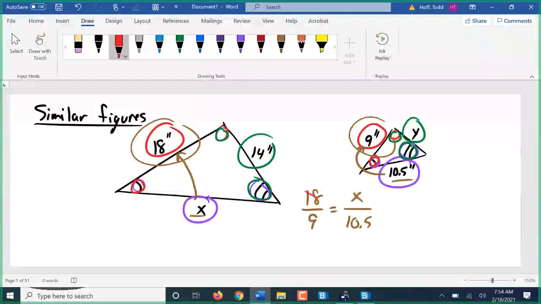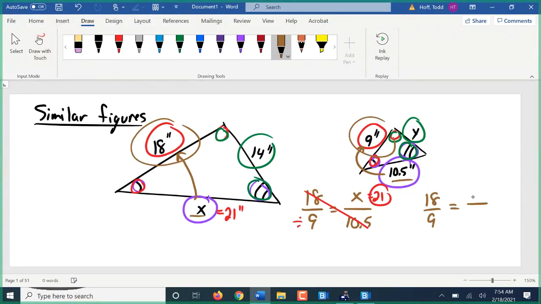So now we can cross multiply and divide. 18 times 10.5 divided by 9 gives us 21. X would be 21 inches. And then we can do the same setup to find our missing side Y.